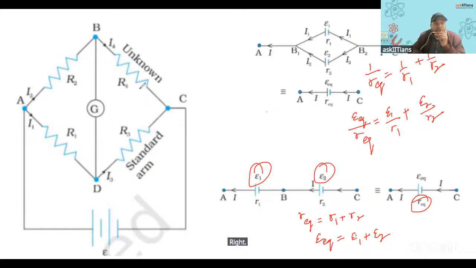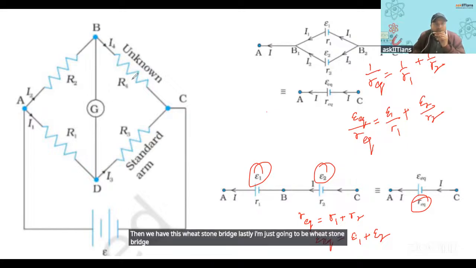Then we have the Wheatstone bridge. Lastly, I'm discussing the Wheatstone bridge. What is the concept of Wheatstone bridge? Can anyone tell me?